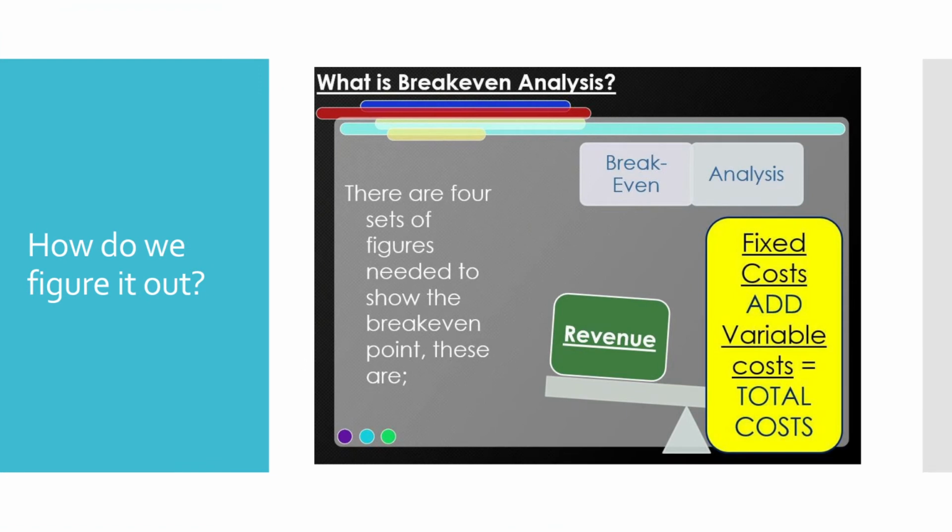So how do we figure it out? There are 4 sets of figures that are needed to show the break-even point. So we need to know the revenue, money coming in. We need to know the fixed costs and the variable costs, which give us the total costs. So we need to balance all of these out to find the point where they are equal.